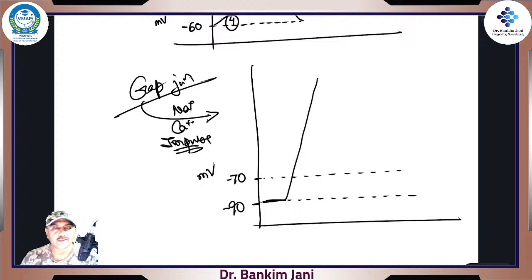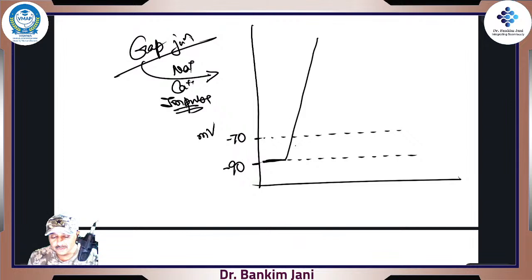Why should it really rise? Because of sodium channels, right? Because of those sodium channels, because initially that leakage, this leakage, so this was slow, right? That leakage gradually takes it to minus 70 millivolt. At minus 70 millivolt, those voltage gated fast sodium channels, they open, right? And the sodium gushes in.